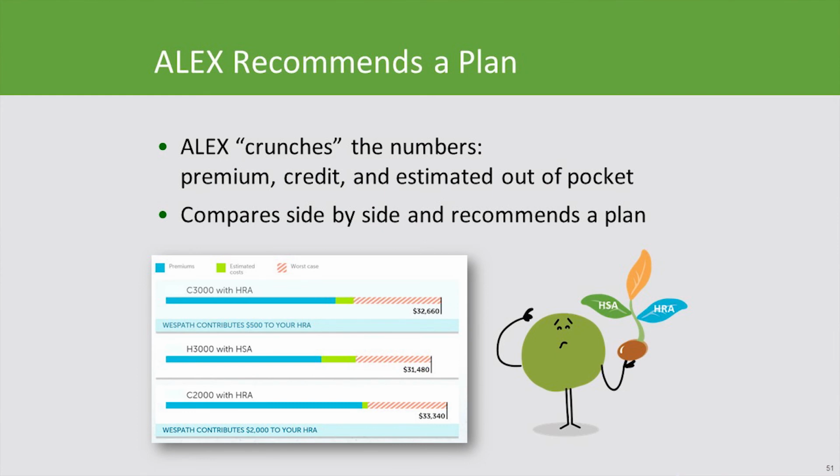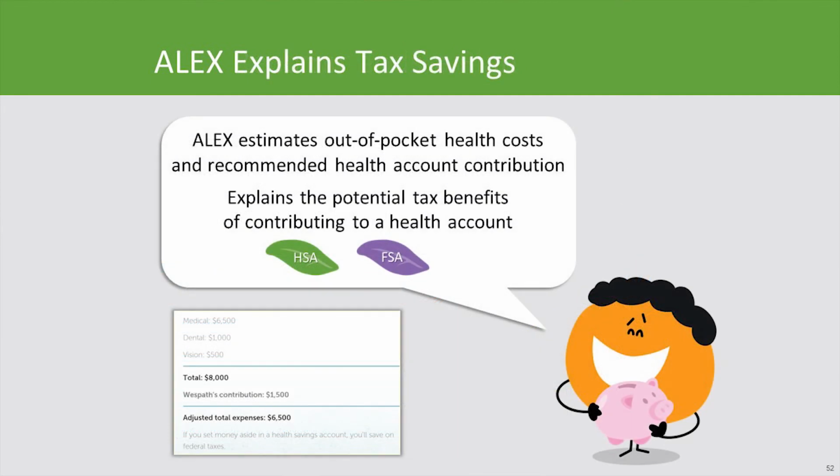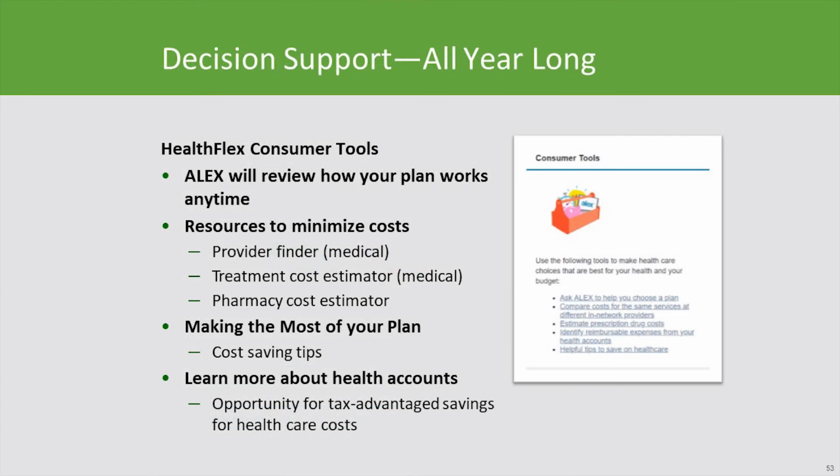Alex will crunch numbers. Alex will do side-by-side comparisons for you. Alex will also estimate those out-of-pocket expenses you may have and make suggestions for choosing a flex spending account or choosing an HRA plan or an HSA plan. Alex will review how your plan works anytime, and I think that's an important and valuable tool.